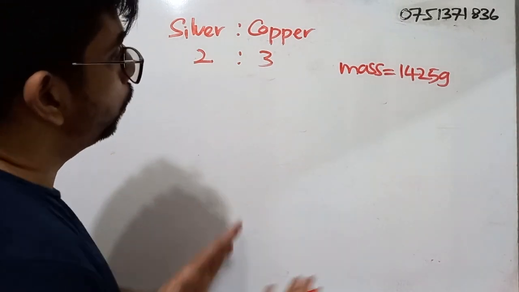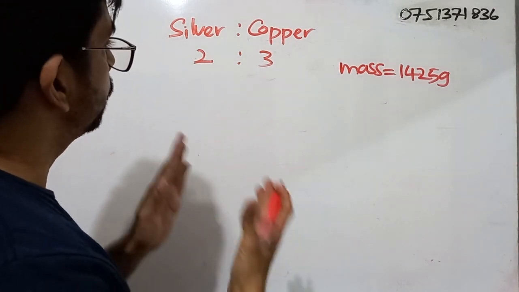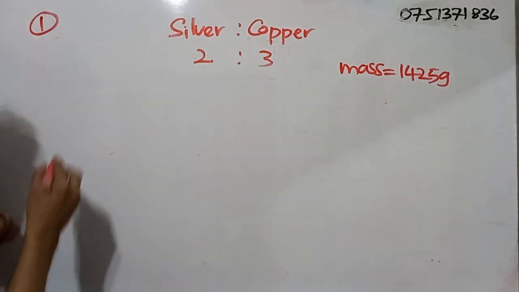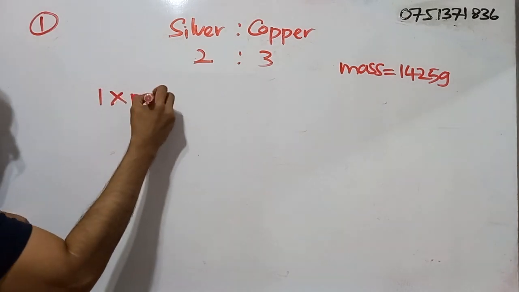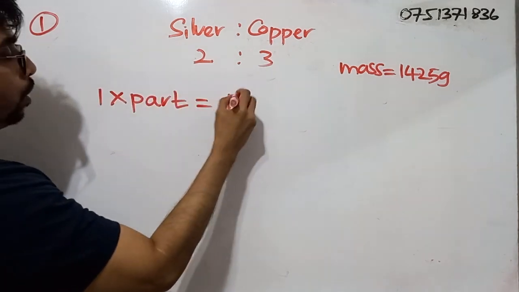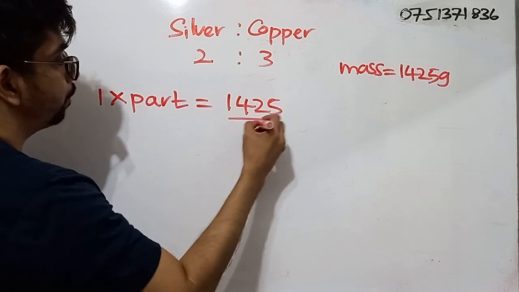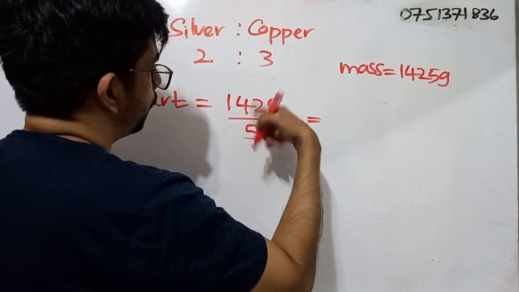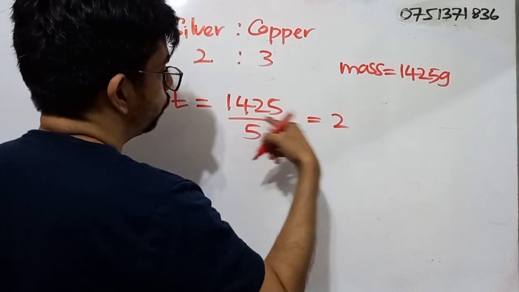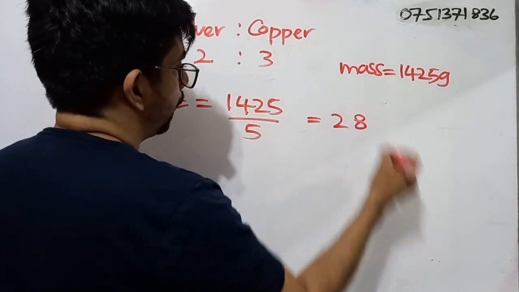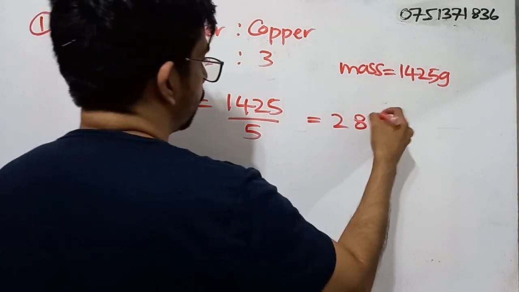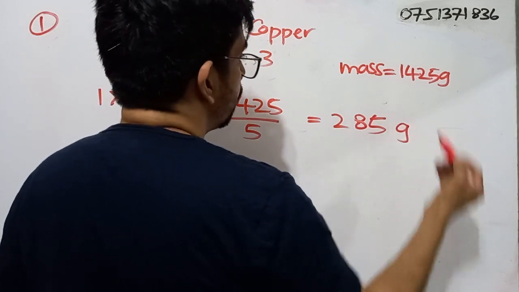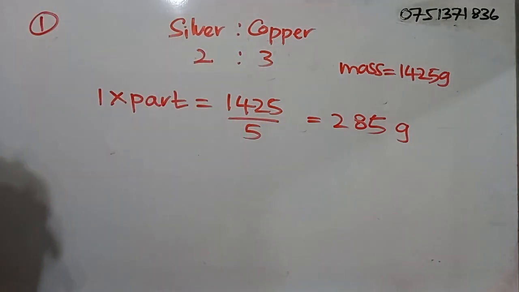So we know the total mass and the ratio we know, which is 2 to 3. So we can clearly calculate the value of one part. So one part is equal to 1425 divided by 5. So here what do we get? 14 divided by 5 we get 2. For 42 we get 8. For 25 we get what? 5. So the value of one part is 285 grams.